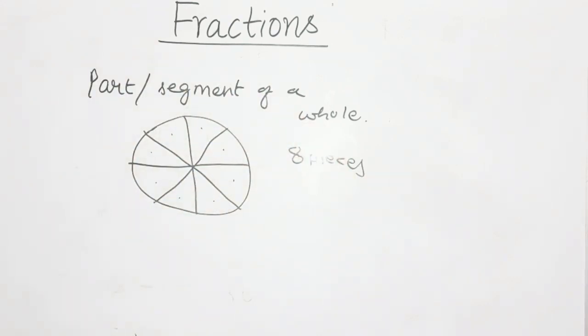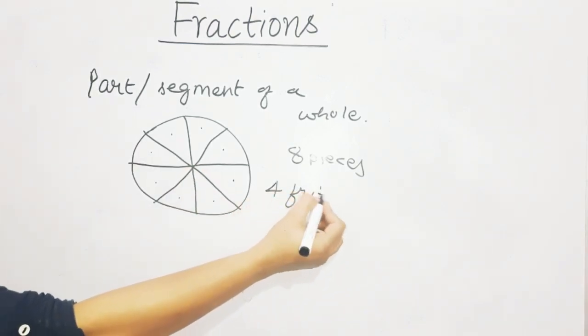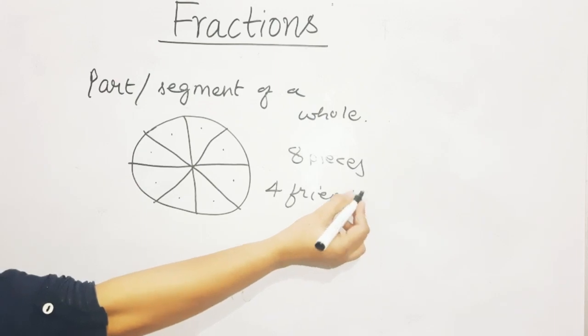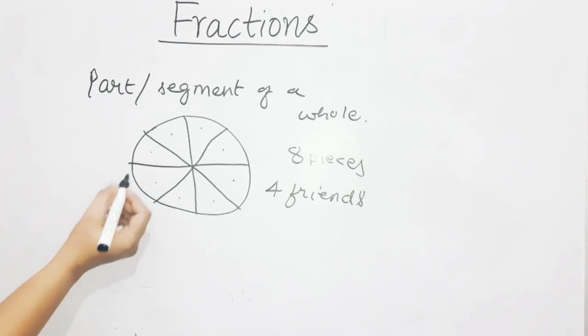Now how many friends are there? In total there are 4 friends. So I have to divide this pizza amongst 4 friends equally. So how many pieces should I give to each friend so that the distribution should be equal? Equal distribution should be there, right?